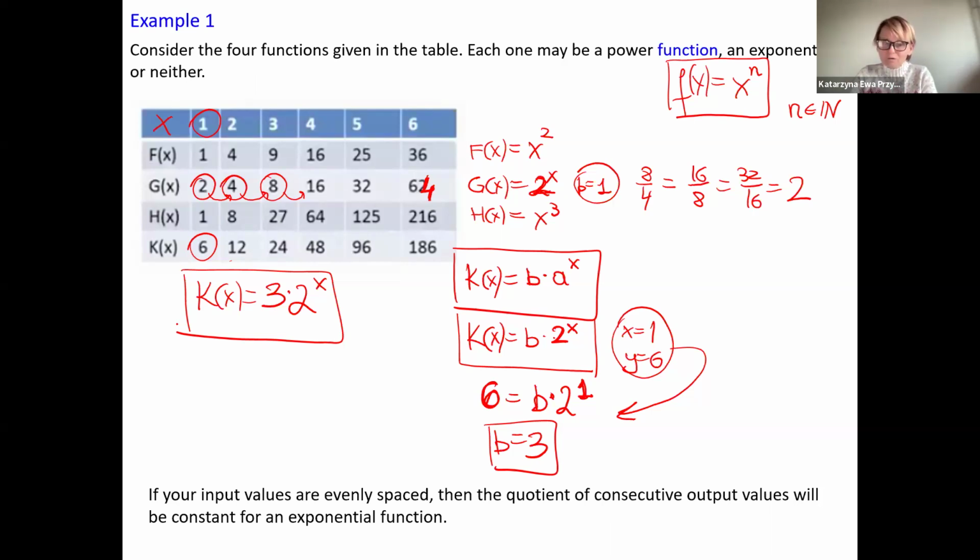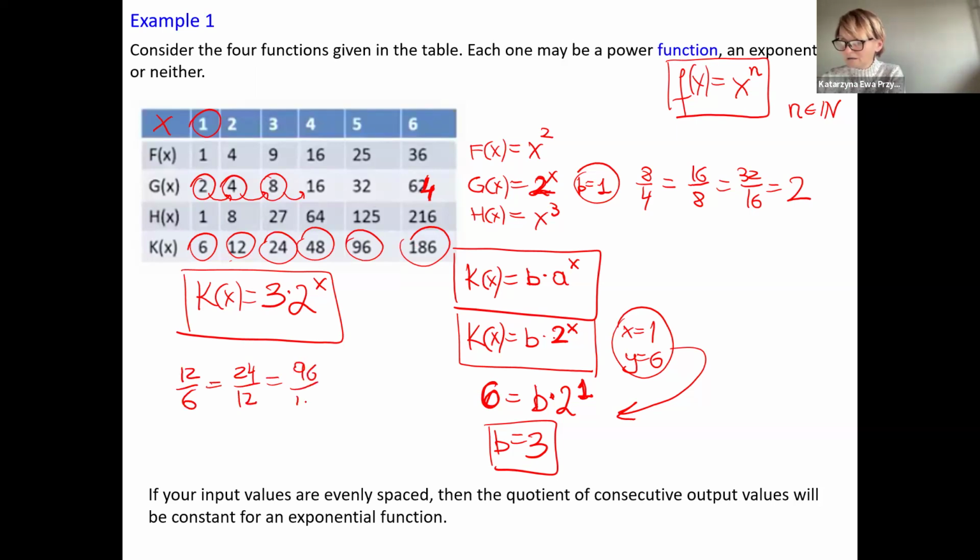But what we're looking for is this common ratio. We're looking for this exponential model. When we divide them, it's the same. We always have to divide one output by the output behind it. That means 12 divided by 6, 24 divided by 12, and so on, 96 divided by 48. And this will give us the base of the exponential. And then we have to figure out the initial value.